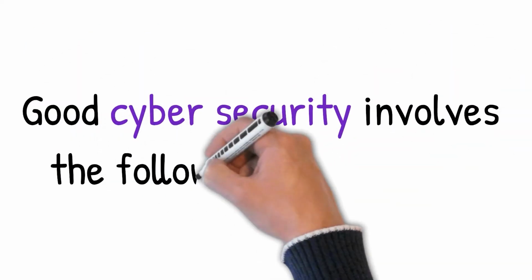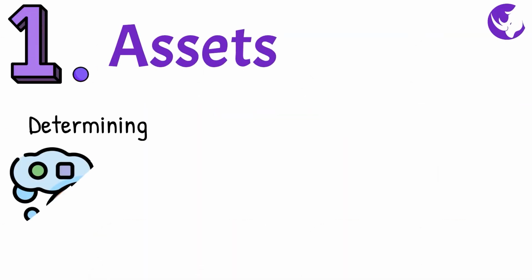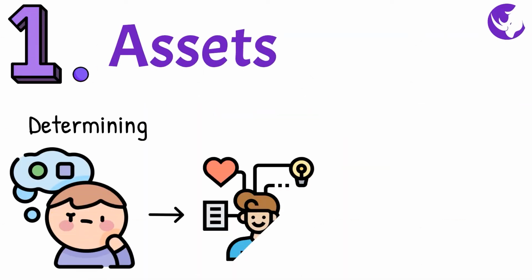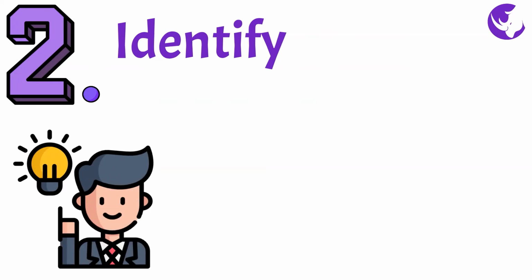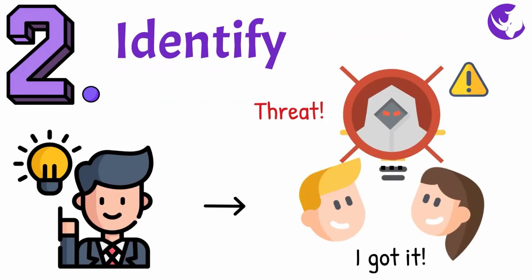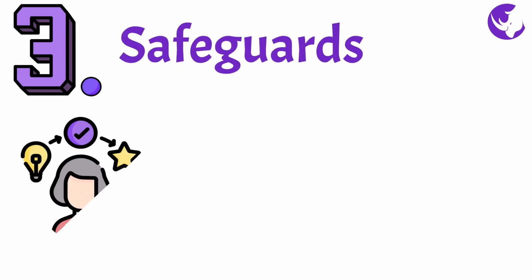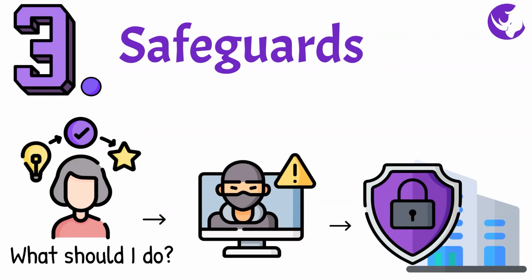Good cybersecurity involves the following 6 factors. Number 1. Determining what assets you need to secure. Essentially, anything of value managed or owned by your business. Number 2. Identifying the threats and risks that could affect those assets or your business overall. Number 3. Identifying what safeguards you should put in place to deal with threats and secure assets.